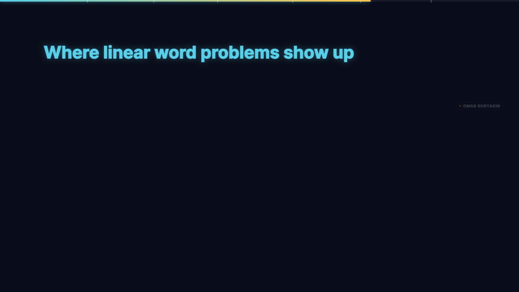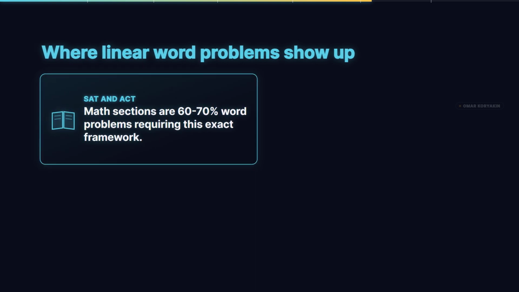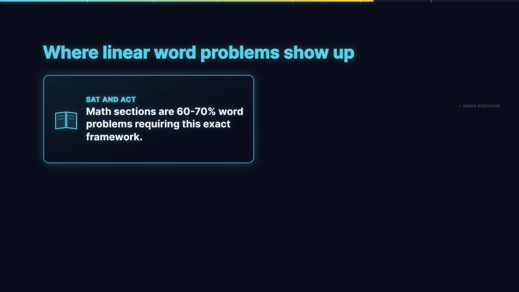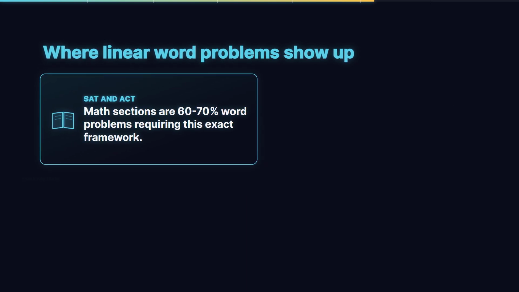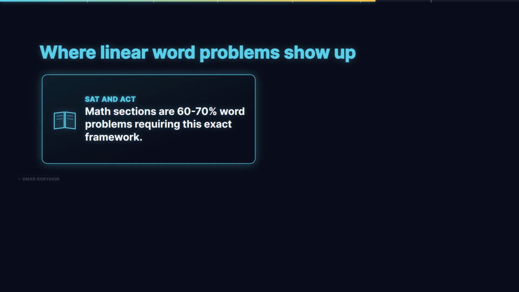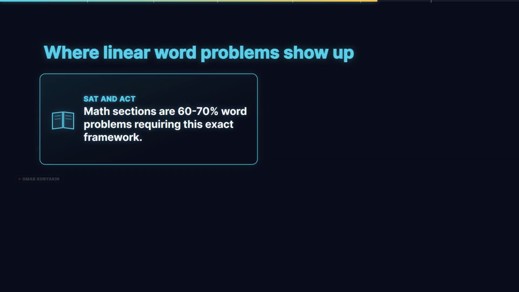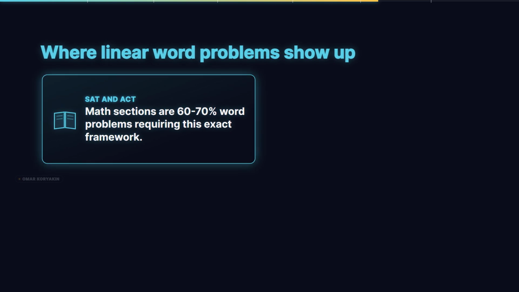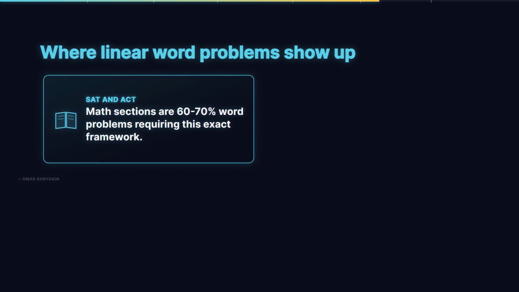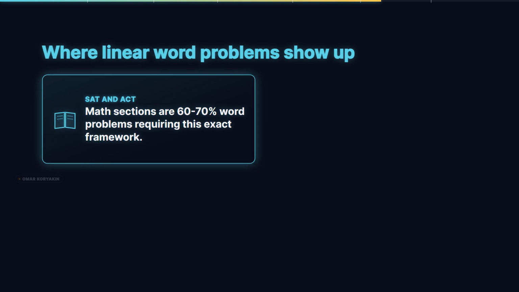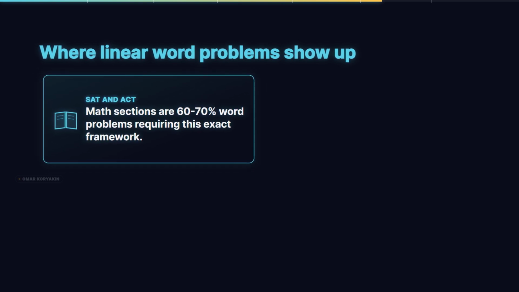On the SAT, ACT, GRE, and most state algebra exams, the math sections are 60 to 70% word problems requiring the 4-step framework on every problem. Test writers know that students who have practiced the framework move through these problems in under a minute each, while students who have not practiced struggle and lose points to time pressure.